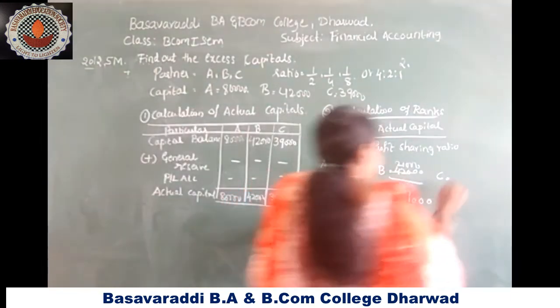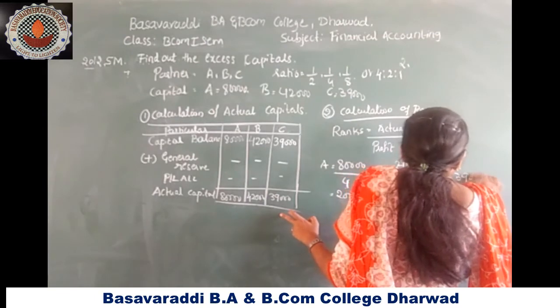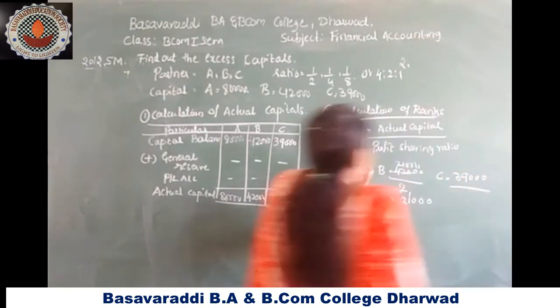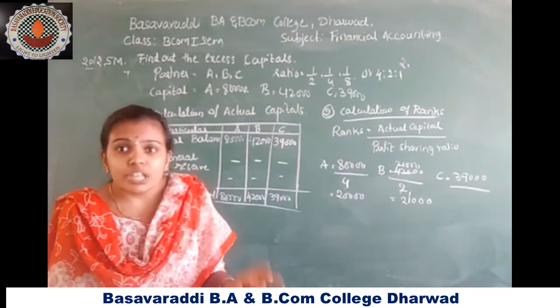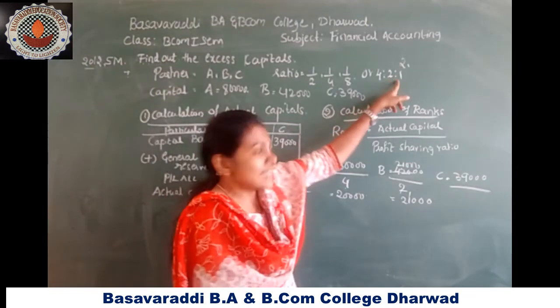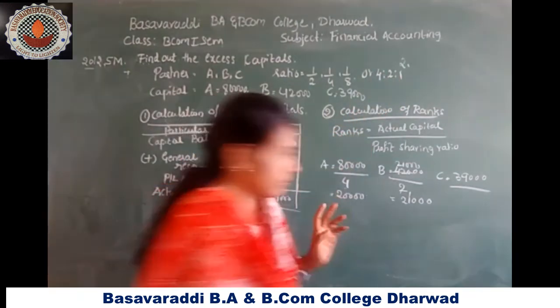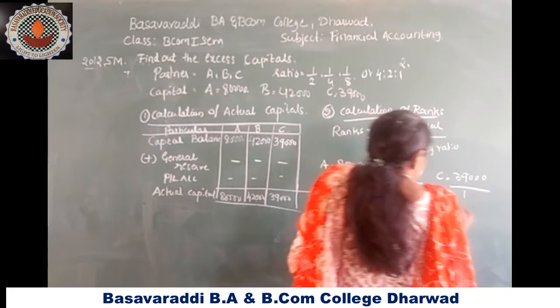And then partner C, 39,000 divided by the profit sharing ratio of partner C, which is 1. Therefore 39,000.